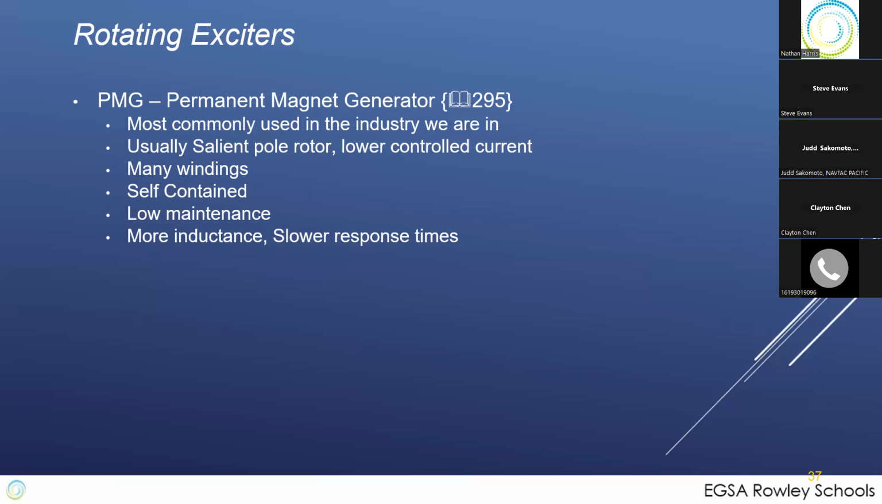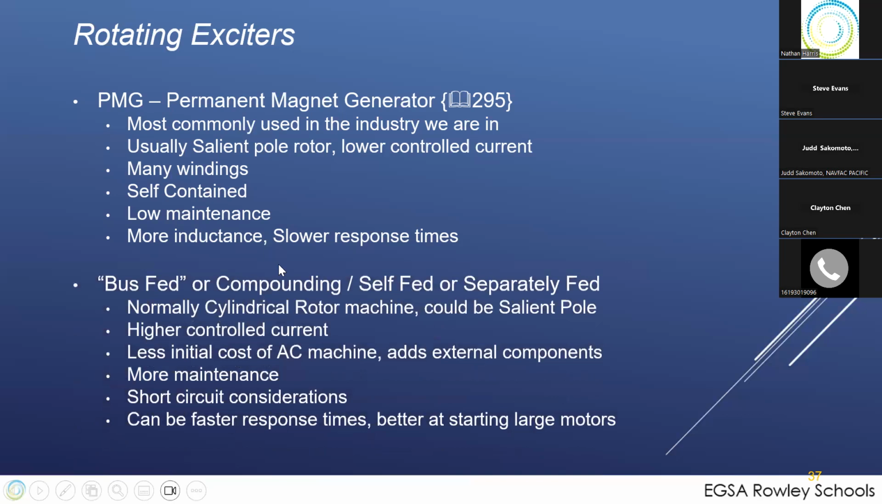So it might also take a little more response time with the PMGs. For a bus fed or a compound system or separately fed systems, those are higher controlled. They can feed off of themselves. I can't draw it on the screen very well, but the output power is then brought back in to do the excitation and bring it online. So a little more maintenance to it.